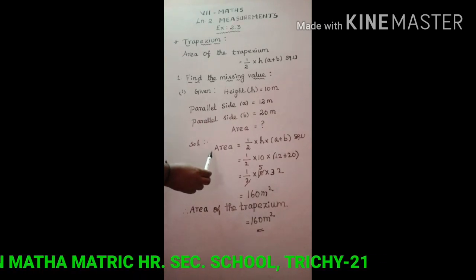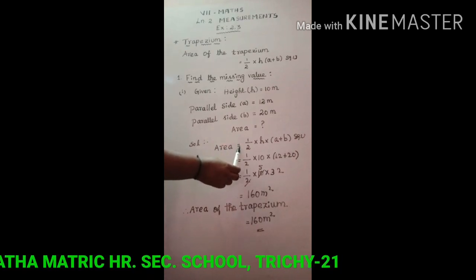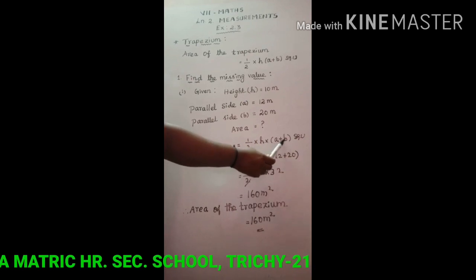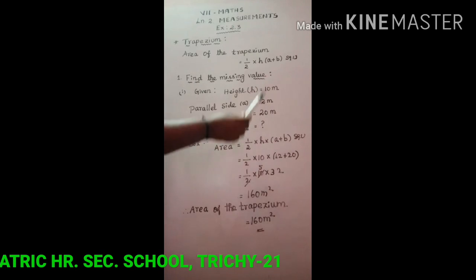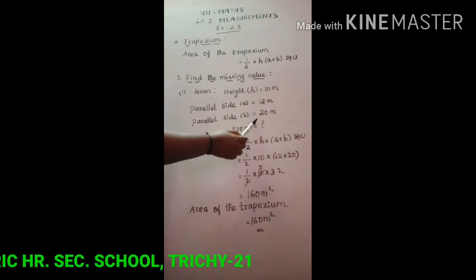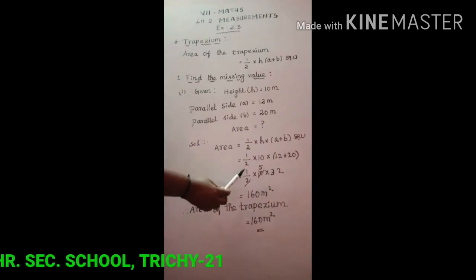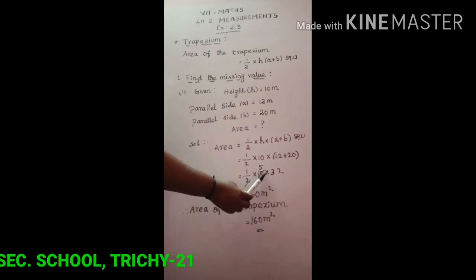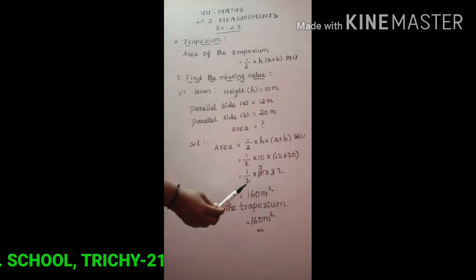We are using this formula. Area of the trapezium is equal to 1 by 2 multiplied with height multiplied with (a plus b) square units. Here height is equal to 10 meter. A plus b is equal to 12 plus 20. So we have 1 by 2 multiply with 10 multiply with (12 plus 20), which is 32.